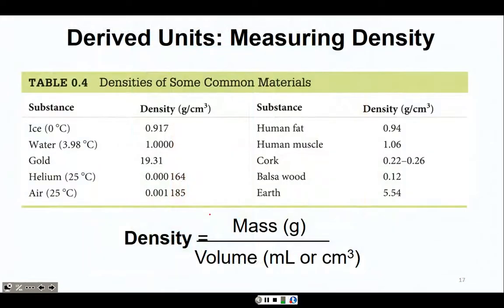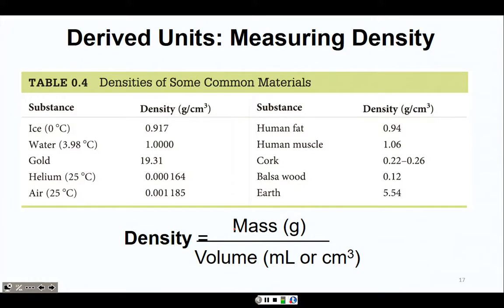Derived units include measuring density. Density has to do with mass divided by volume. Perhaps most of you have seen this somewhere. We need to refresh our thought. Mass divided by volume is called density. And so it's going to be grams per milliliter or grams per cubic centimeter, depending upon where you see it reported. Milliliters and cubic centimeters are the same, so it's effectively the same thing.